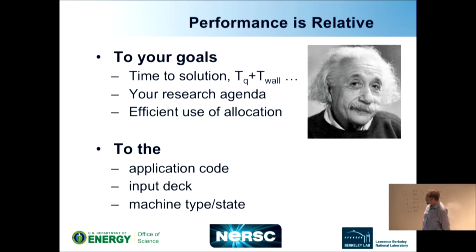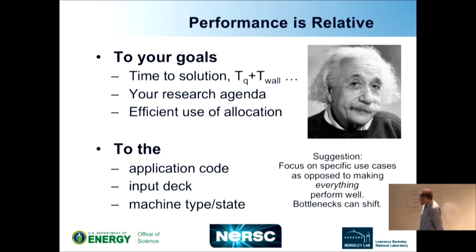So just to wrap this up, overall performance is relative to your goals: the time you spend in the queue, the time spent executing the code, your overall plan. The suggestion that I have is to try to focus on specific use cases as opposed to making everything perform well, at least for your first couple passes through.